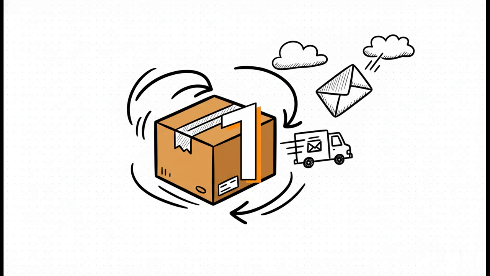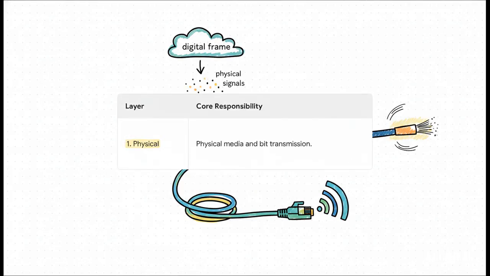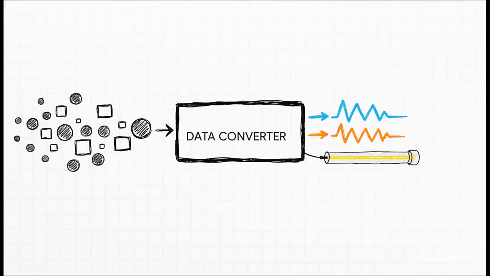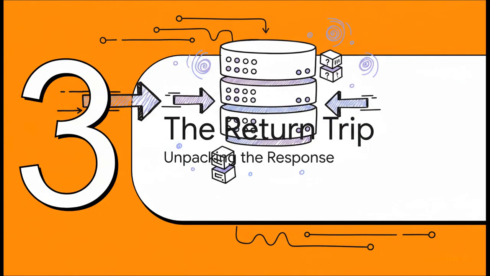We've reached the bottom. Our package is fully wrapped, fully addressed, and ready to go. It's time to actually send this thing. The physical layer is, well, it's exactly what it sounds like. It's the physical stuff. The copper cables, the fiber optics, the radio waves for your Wi-Fi. It takes our beautifully packaged digital frame and turns it into actual physical signals. This is where the ones and zeros finally stop being abstract concepts and become real electrical pulses in a wire or flashes of light in a fiber optic cable. The data is no longer just data. It's physically traveling across the world at nearly the speed of light. And just like that, our request is sent.